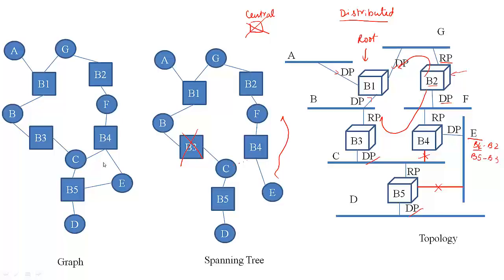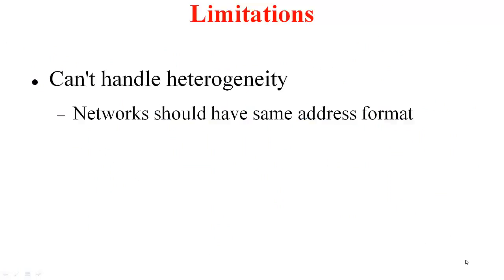Not only that, there are multiple paths between any two Ethernet segments. Because you are imposing a tree, you are not relying on the multiple paths. In fact, that is what causes loops. But at the same time, if you want to do load balancing, it will not permit you to do load balancing.